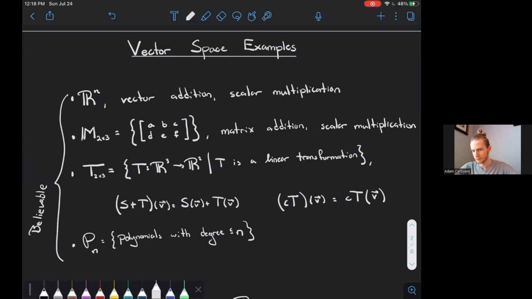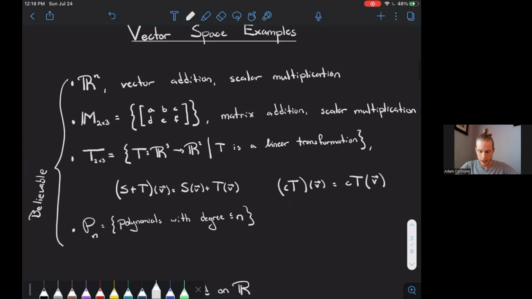Actually, there's a word for the sameness. It's called isomorphism. These vector spaces are isomorphic. But we're not going to talk about isomorphisms in our class. But they're essentially the same vector space, just with a different name and different context.